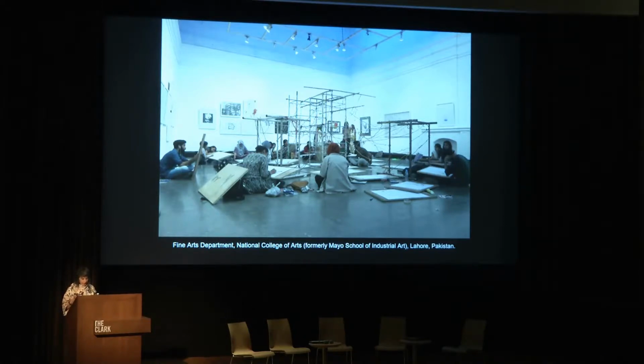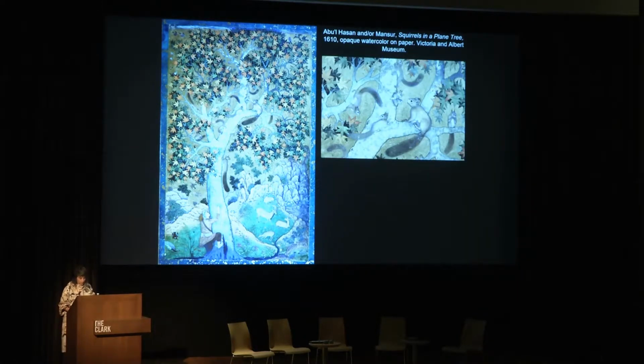Students at the NCA are taught to make their own paper and brushes in the traditional manner, the latter by catching and gluing the hair of living cats and dead squirrels, as in this famous Mughal painting of an artist climbing a plane tree to secure materials for his work.